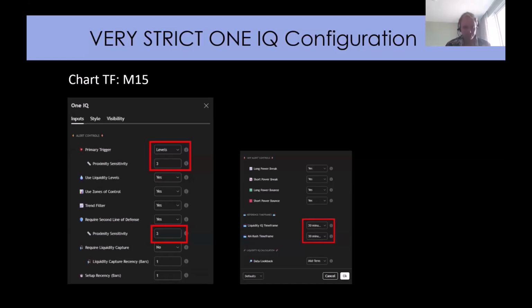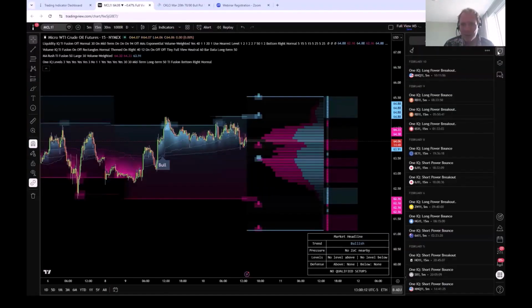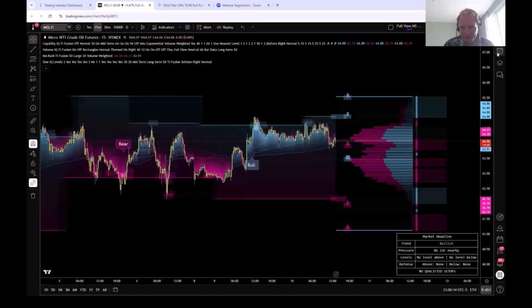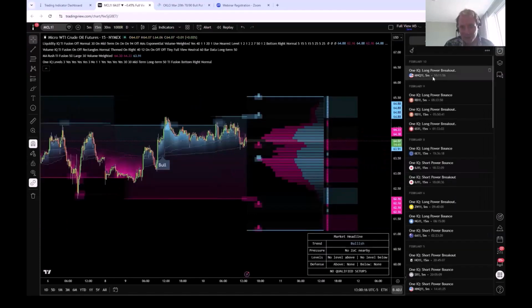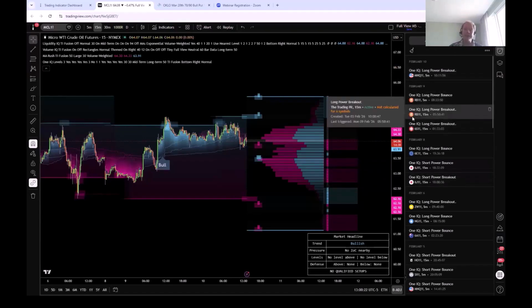But sometimes, I can see it here, when I go back to TradingView, right here, you will not get many alerts. Look at my alerts here. I only had one alert today. It was a power breakout alert. 3 yesterday, 3 the day before. This is not a lot. It's very selective. But things will change.